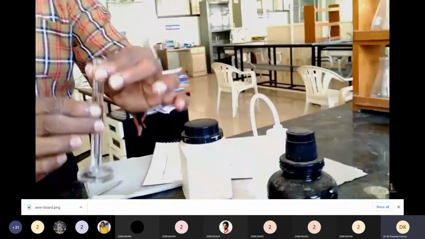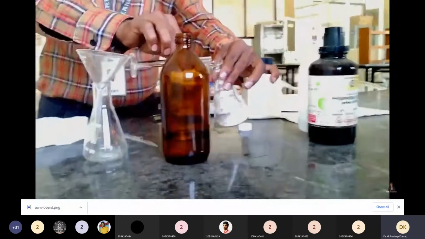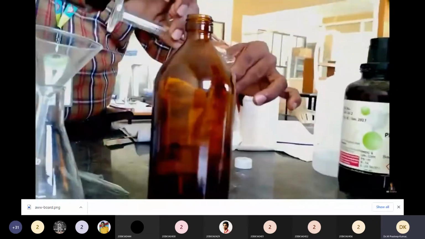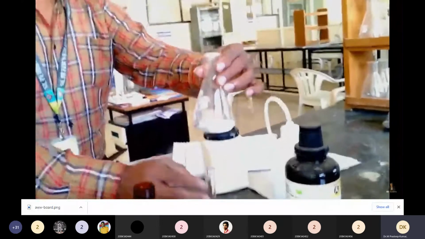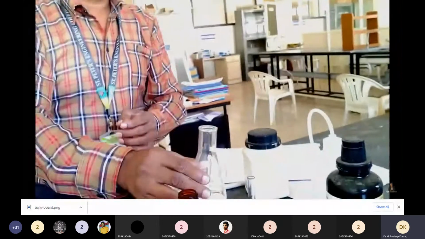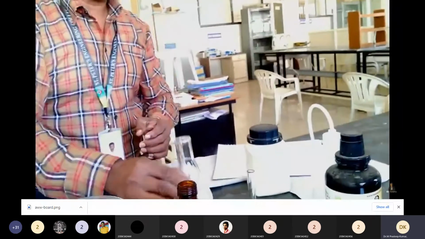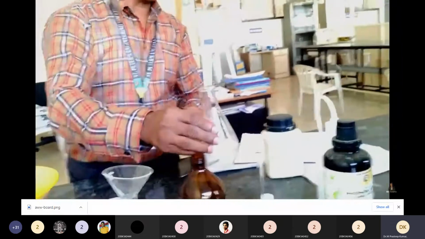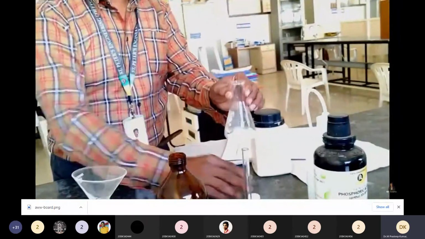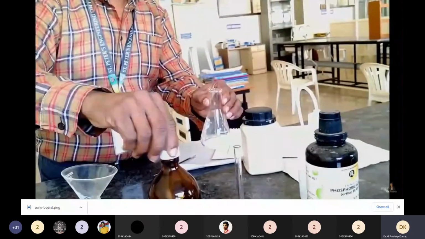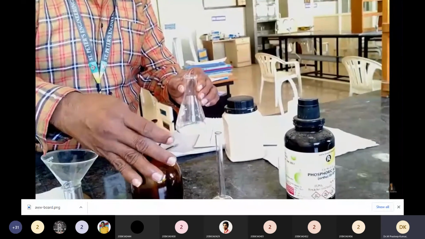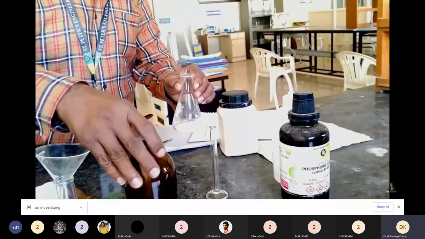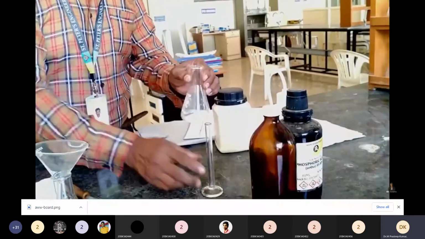Exactly, acid, we take acetic anhydride. So simple, please swirl or shake a little so complete dissolution takes place. And close this one because the acetic anhydride decomposes immediately to form what? Acetic acid. So that is the reason you have to close it.